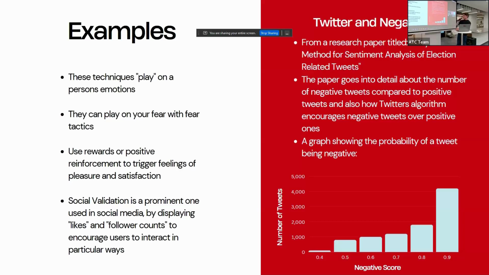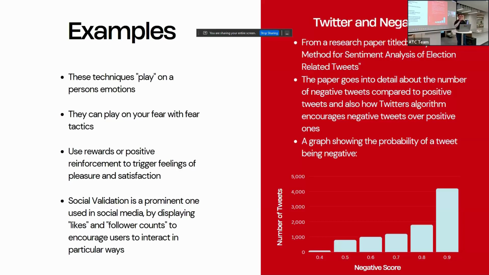And you can see that at around 1,000 tweets on a topic, there will be a 0.6 probability of the tweets in that topic being negative. But as that number goes up to around 4,000 tweets on a specific topic, there's a 90% chance of those tweets being negative. Now, you might be wondering why, because this doesn't really sound like a good idea.